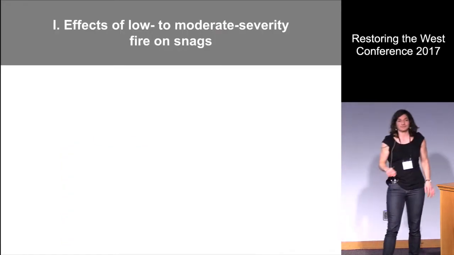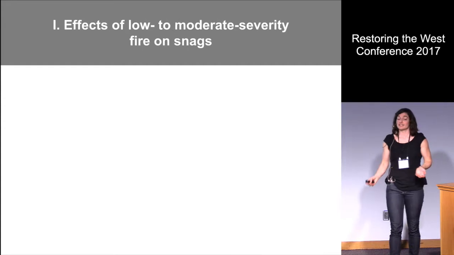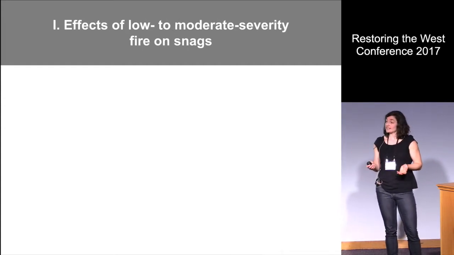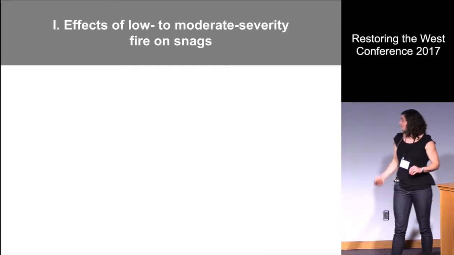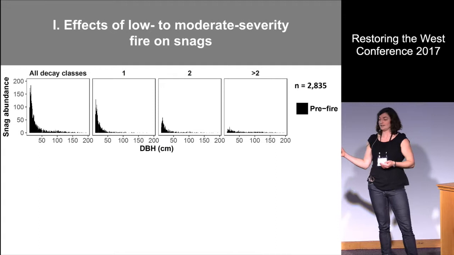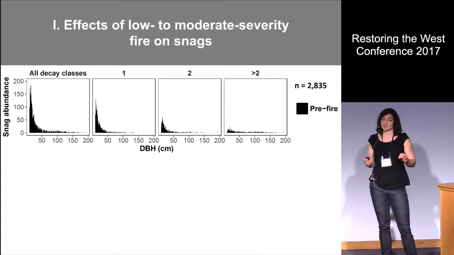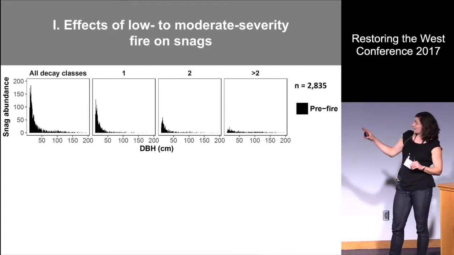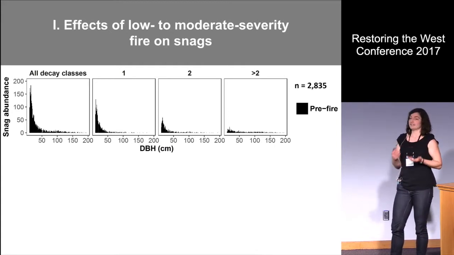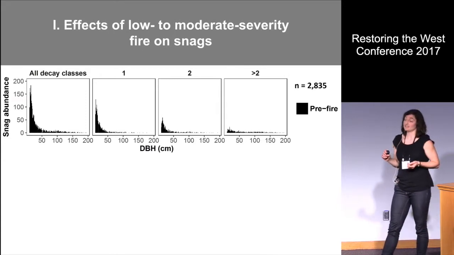Okay, so to go to my first research question, I was interested in the demographic changes to the snag population as a result of this fire event. And this figure shows the diameter distribution of the snags before the fire. And the panels represent different decay classes. So decay class 1 includes snags that still had fine twigs and needles.